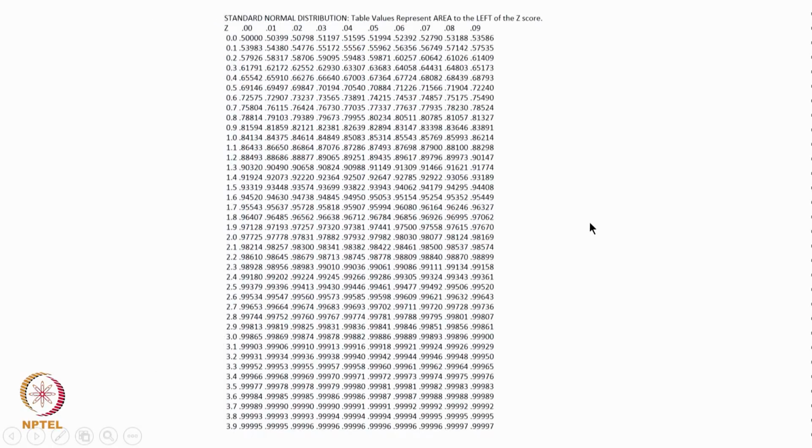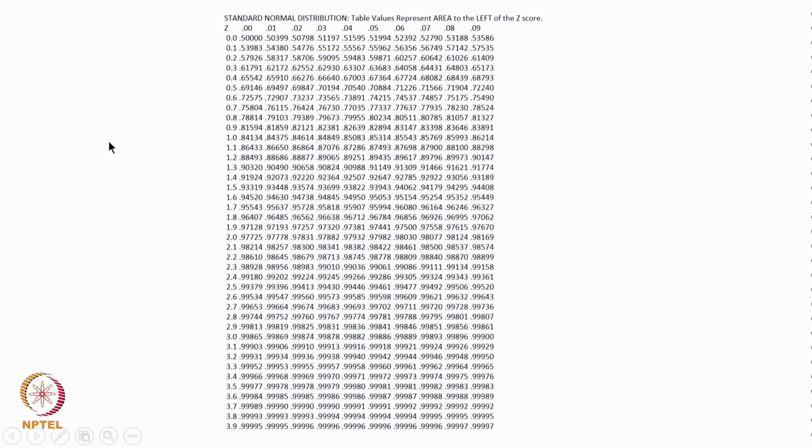Now, we go to the next table which is also a similar table, again area to the left, and then we realize that here z varies from 0 to 3.9 on this side and then we have z on the other side. So, if we look at plus z is equal to plus 3.25 let us say. So, 3.2 is here, 3.25 is here. So, 0.99942 is the area to the left of 3.25.